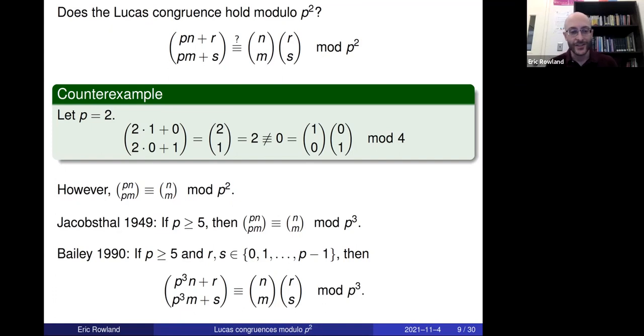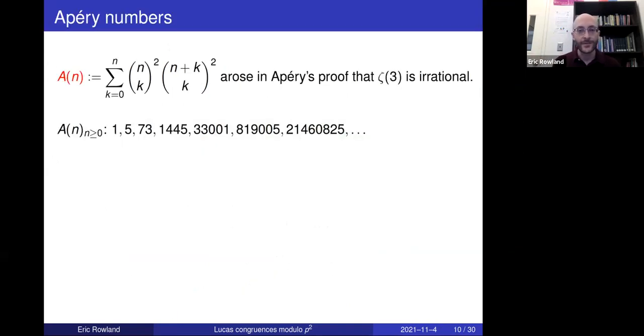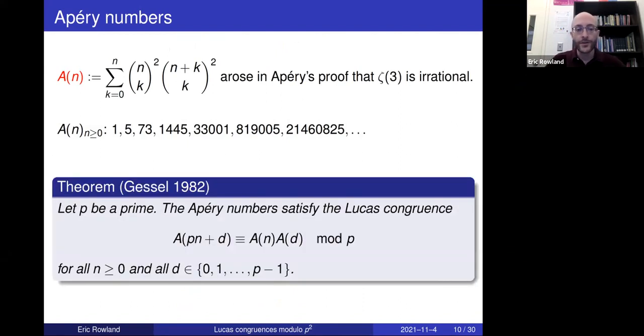So there's actually a new question that you can ask about Lucas congruence, surprisingly, but it didn't occur to me until after I had found an analogous result for the Apery numbers. So the Apery numbers arose in Roger Apery's famous proof from 1978 that zeta of 3 is irrational. And in 82, Gessel showed that they also satisfy Lucas type congruence. So this is a one-dimensional sequence rather than a two-dimensional sequence. So in some sense, it's a little simpler. But Gessel showed that A of Pn plus D is congruent to A of n times A of D, mod P, where D is any base P digit.